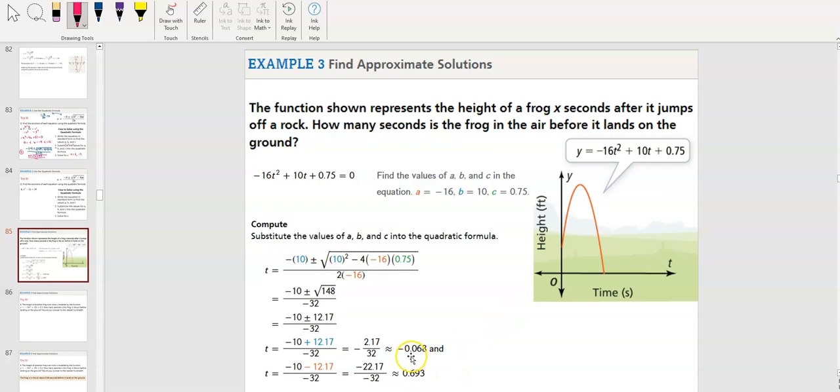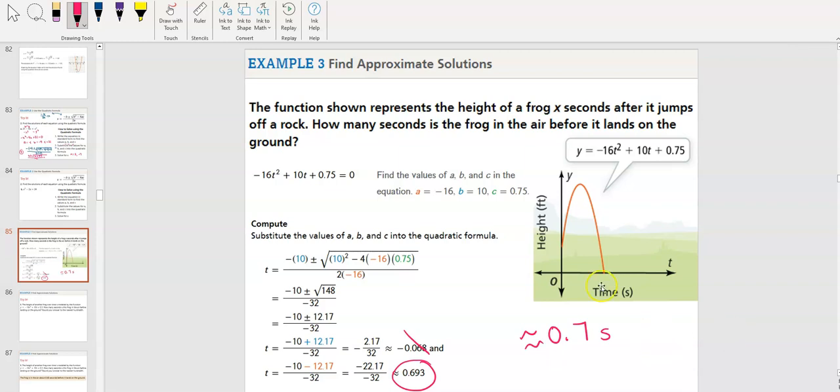So the frog can't land negative 6/100ths of a second because that's not how time works. So that is not a possible solution for our frog. We would say that it's about 6/10 or 7/10 of a second is when the frog is going to land.